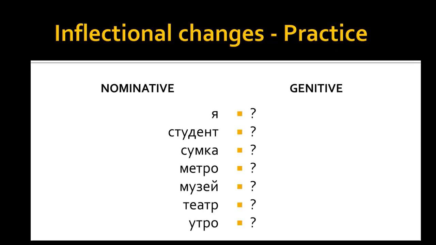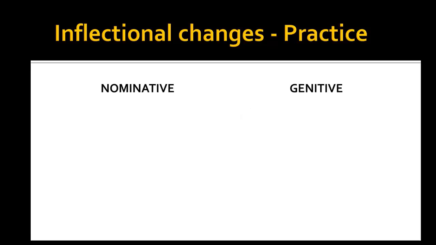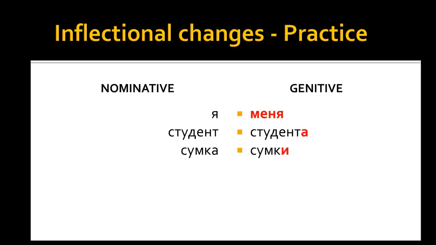Now that you know how words change in the genitive case, you'll be able to figure out the answers to our previous task. The words will disappear and then appear again one by one. You will have 3 seconds to provide their forms in the genitive case. After that, I will show and say the correct answer. Let's start. Я. Меня. Студент. Студента. Сумки. And here we applied the 7-letter rule.